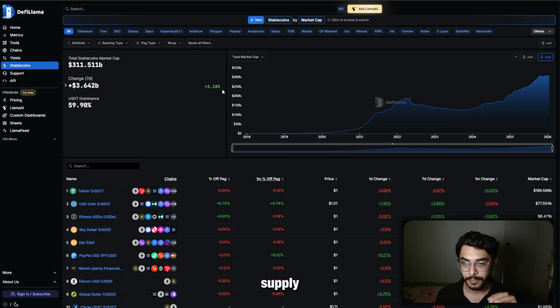Rising stablecoin supply can mean more buying power is entering the crypto system, and on the flip side, falling supply can mean liquidity is leaving, which can deepen the market and can cause crashes.